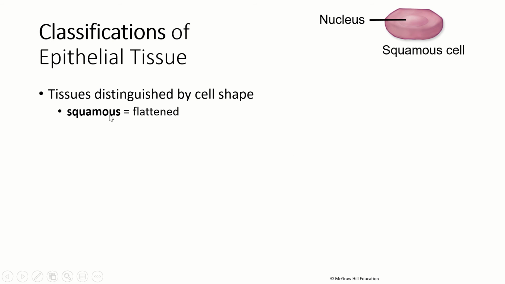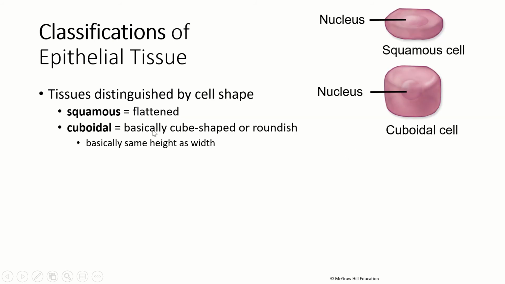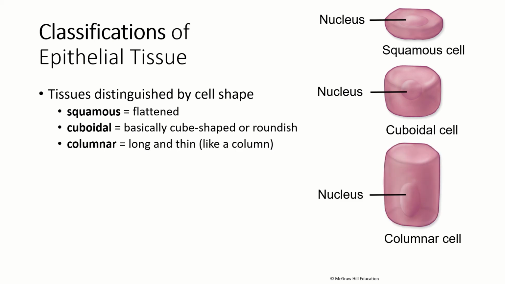If the cells are flat, we call them squamous. These are flat. These are flat. If they're kind of roundish, kind of the same width as height, we call them cuboidal. Now remember, oid means kind of, like not really. So they're not cubes. They're not super flat, not super tall. If they're tall, they are called columnar.